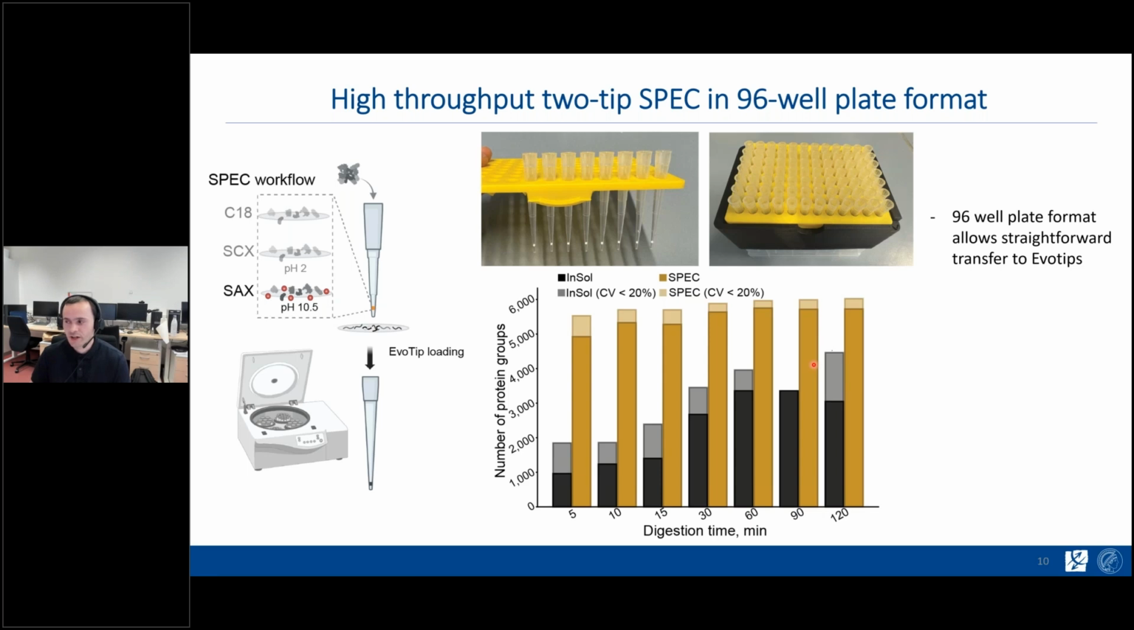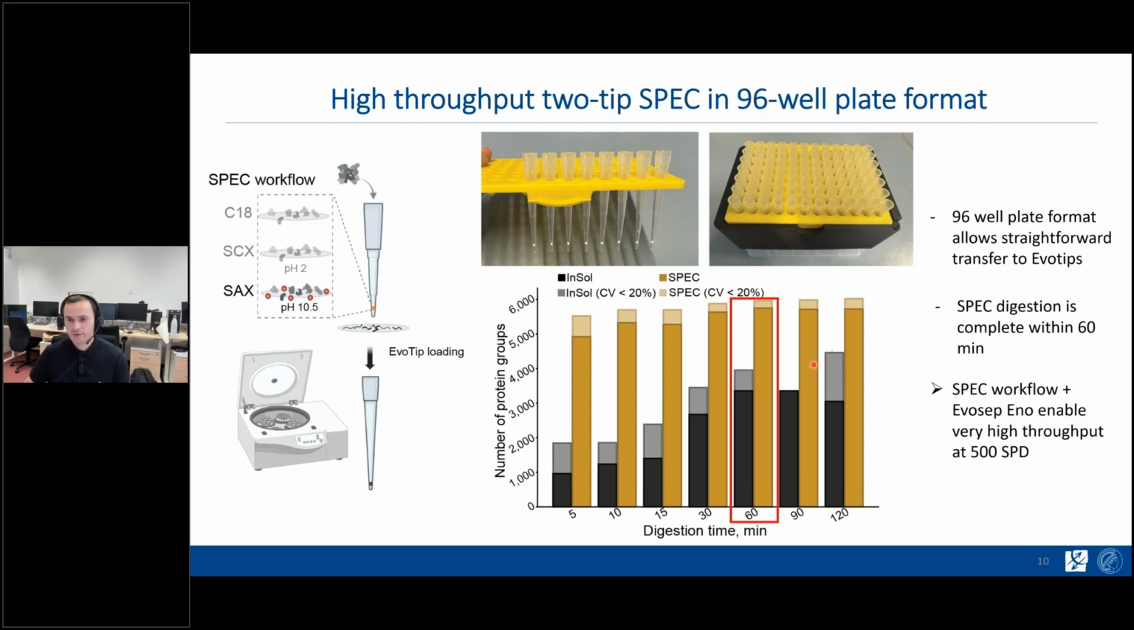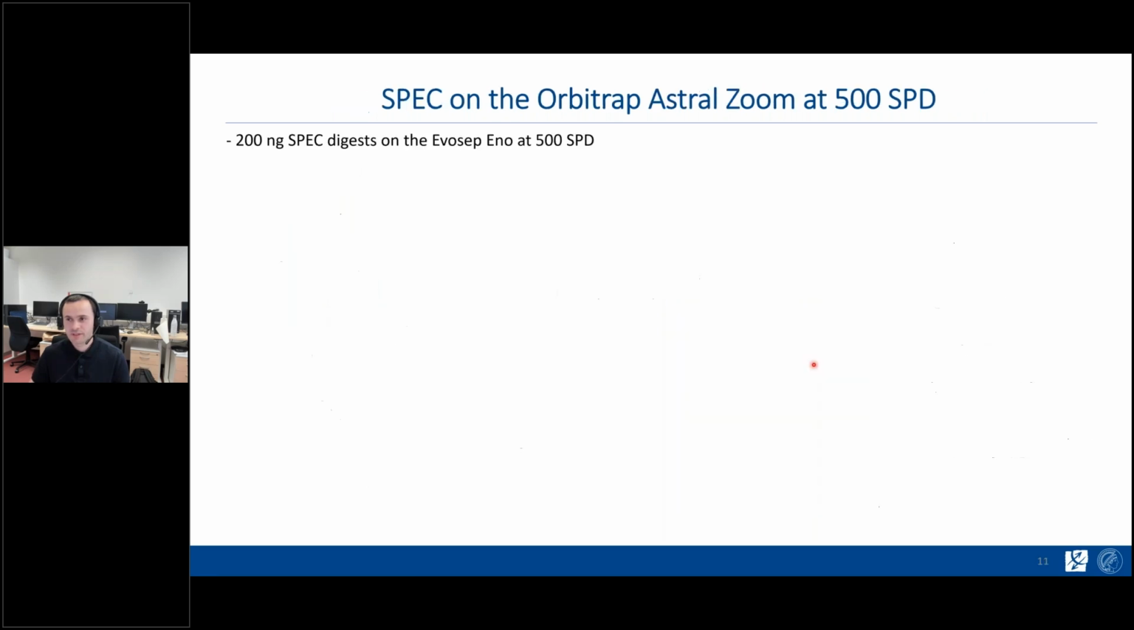While with the spec protocol, after 60 minutes, also the CVs don't increase anymore. So that's our default digestion time now. So we can achieve complete digests within 60 minutes, which is very fast and goes well with high throughput applications. So we thought, why not pair this with the Evosep ENO at 500 SPD.